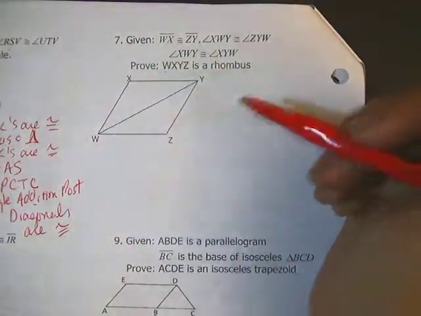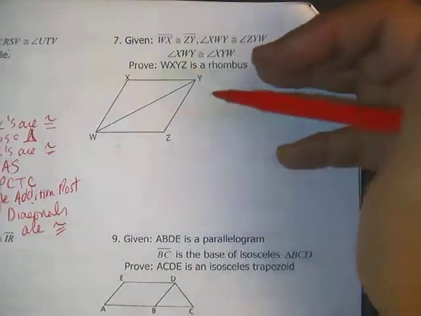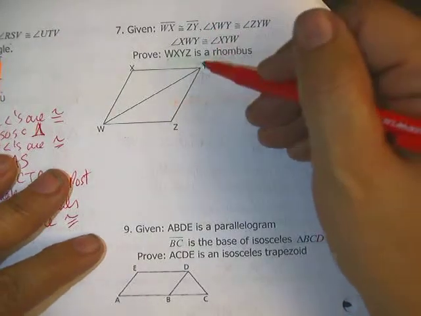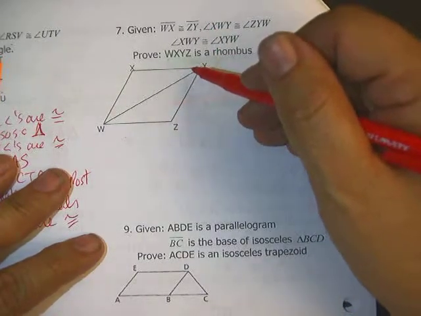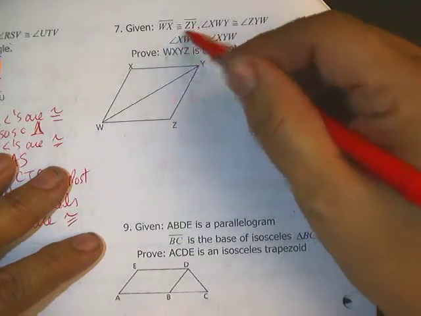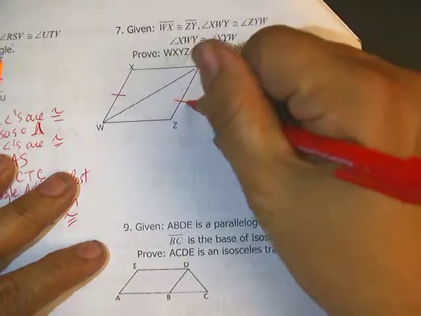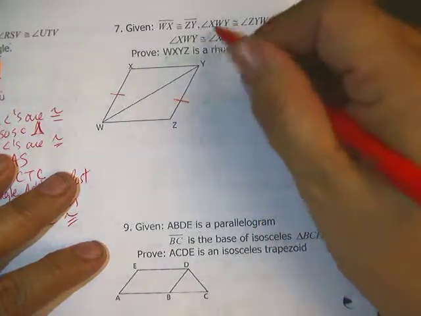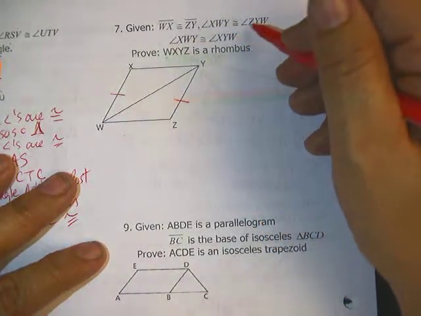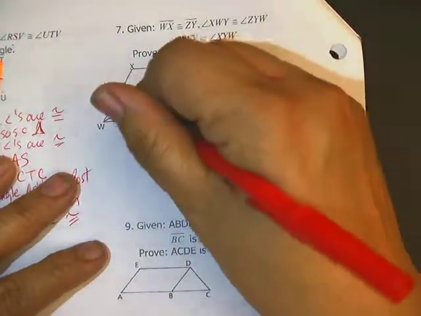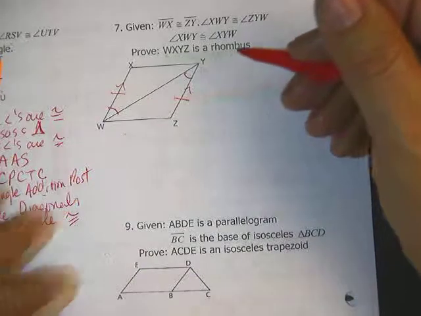Okay. Next one. This one's a little easier. And by the way, there's more than one way to do some of these proofs. You might see a shortcut that didn't happen to occur to me, especially since I'm doing these on a Friday afternoon and everyone's gone. Okay, WX is congruent to ZY. And we have angle XWY is congruent to angle ZYW.